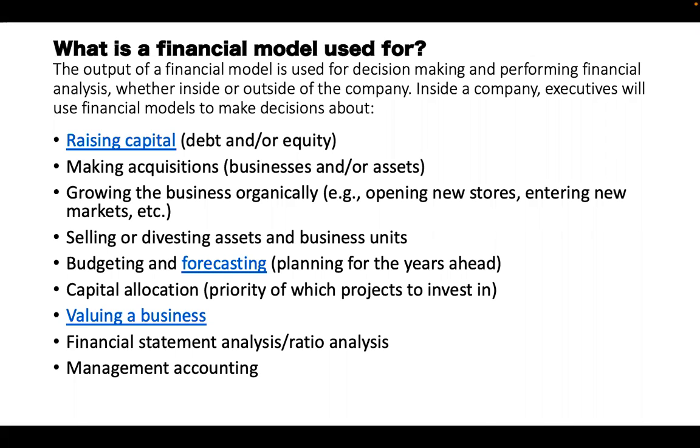Budgeting and forecasting, planning for the years ahead. So फिर आगे हमारे क्या खर्चे होंगे या हमारा क्या forecast है, what has to be done. Based on that we can use financial models to create budgeting and forecasting plans also. Capital allocation, priority of which projects to invest in. If we want to invest in certain projects running inside the company, we can allocate capital based on the financial models.